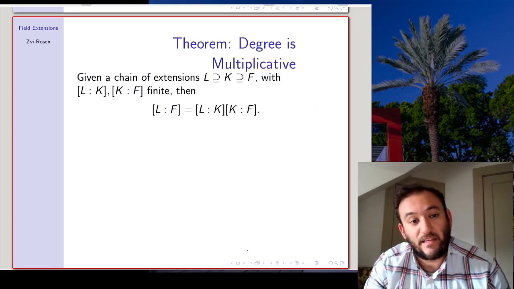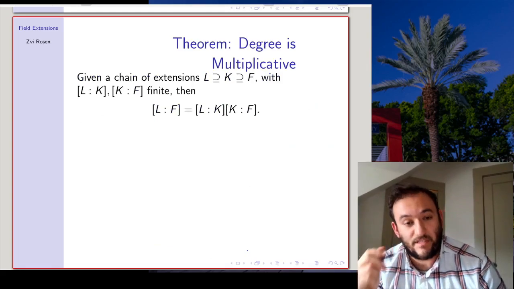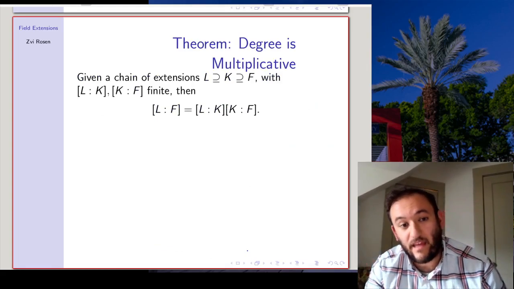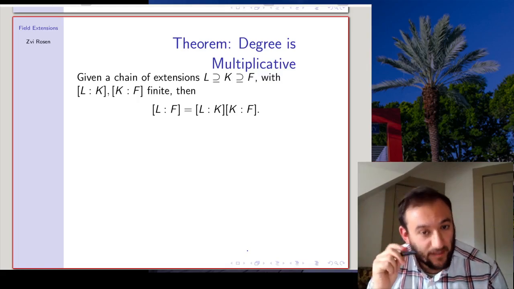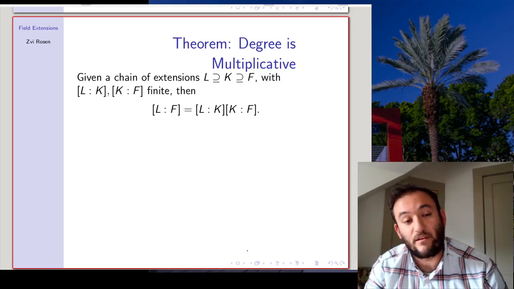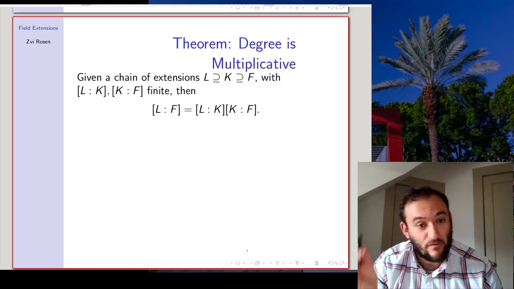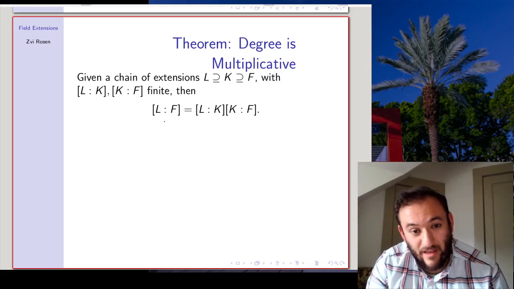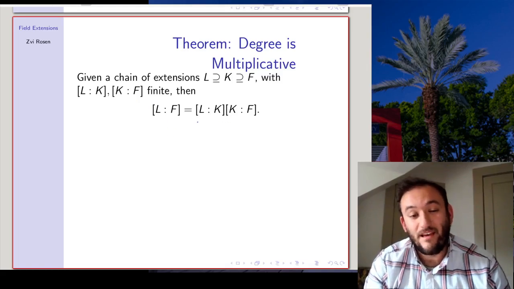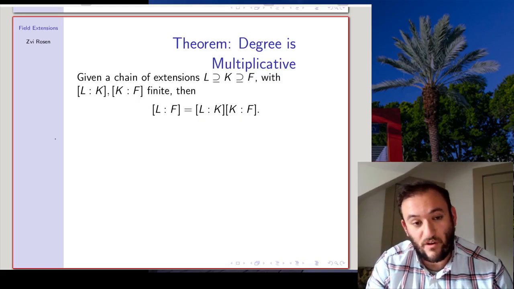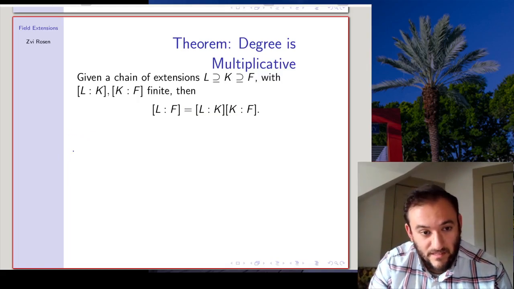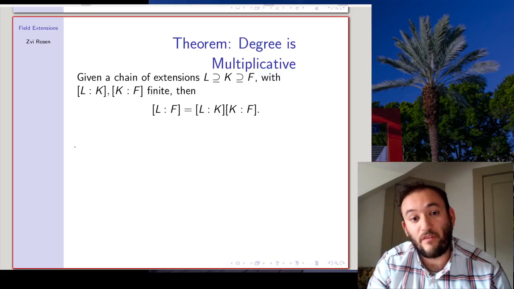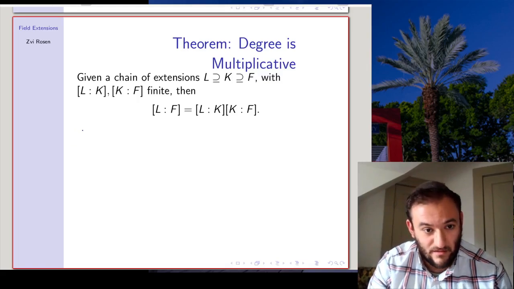Degree is multiplicative. So if we're given a chain of extensions, L containing K containing F, and we know that the degree of L over K and the degree of K over F are finite, then the degree of L over F is equal to the degree of L over K times the degree of K over F. Okay, and so the trick here is basically to find a basis for K over F and for L over K.